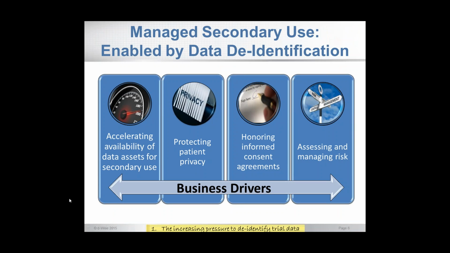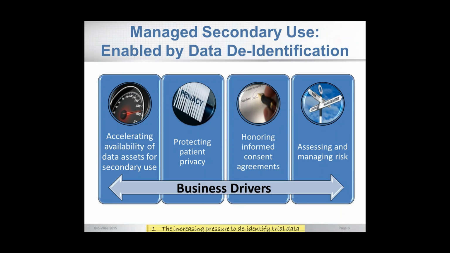When we talk about secondary use, there are a number of business drivers that are in place. What is driving the need to share this information? And really the primary driver at the outset is accelerating the availability of these data assets. So the clinical trials data is valuable. I think if you talk to patients that are participating in clinical trials, they want to see their data used more broadly. A lot of them really want to know the outcomes of their trials.